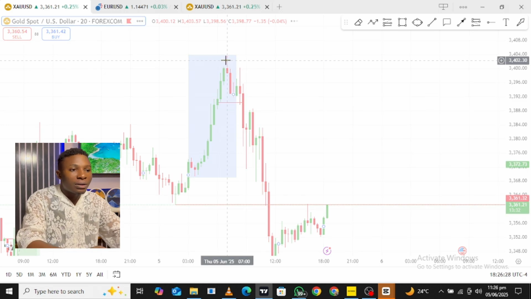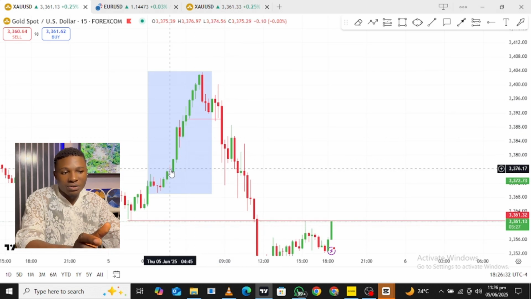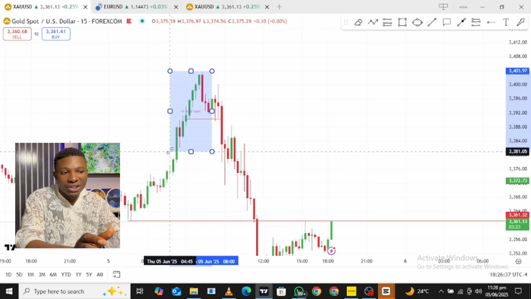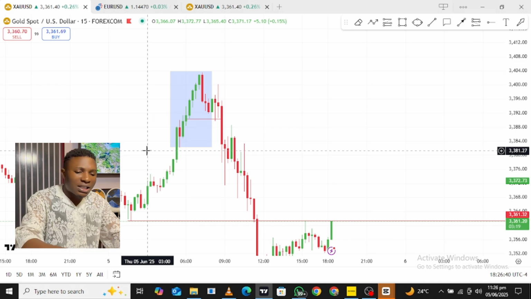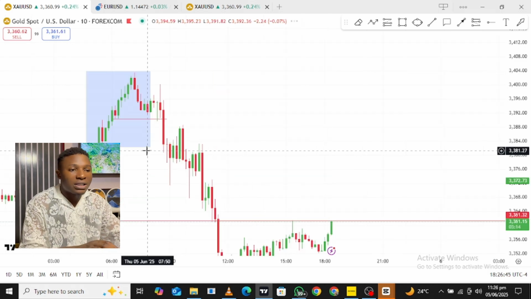All right. So on the 15 minutes time frame right now, this is another new range. Can you see we have two bearish candles inside our range? So we can just adjust to our new range right here. Can you see? We can adjust our new range right here. Then let's check the 10 minutes time frame. Then the analysis started from the 10 minutes time frame.